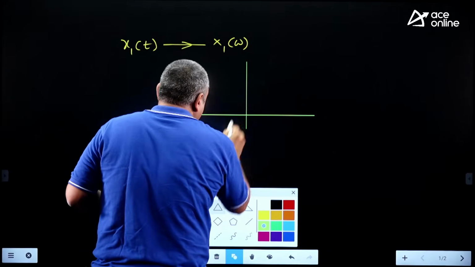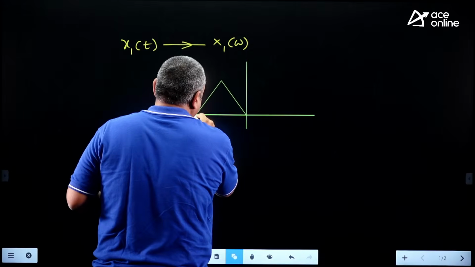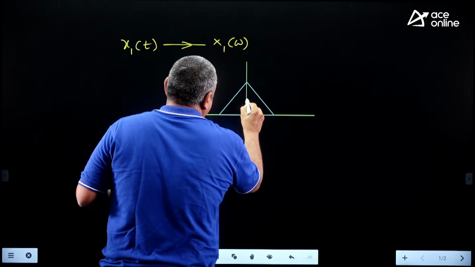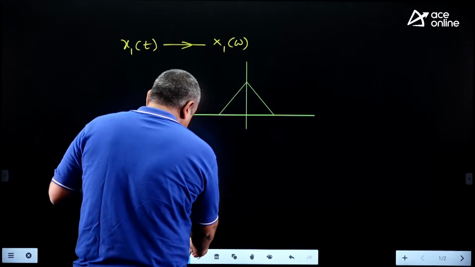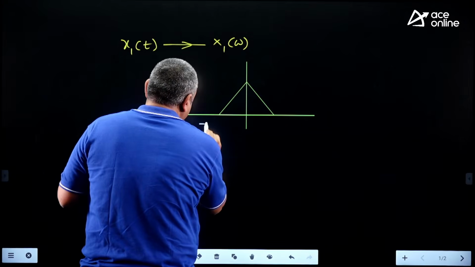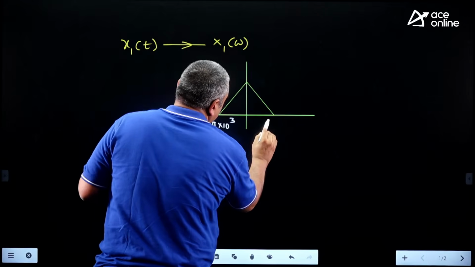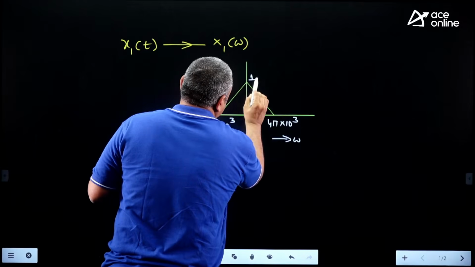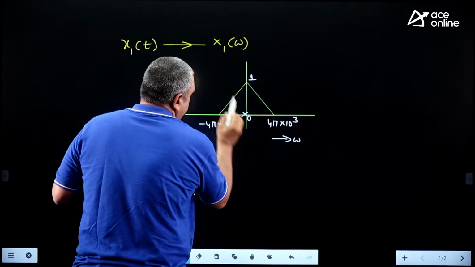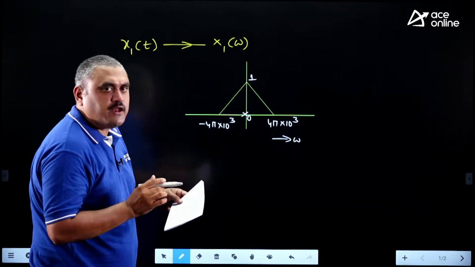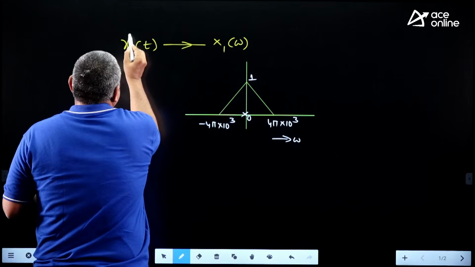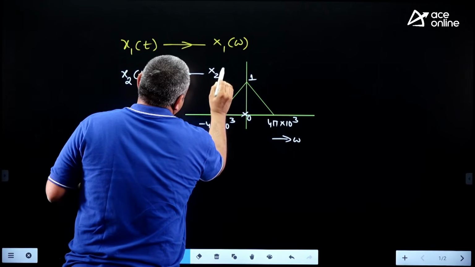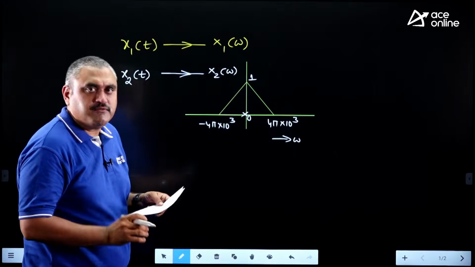So basically you can assume its spectrum taking this form. Because it's a baseband or a band limited signal, I am assuming it in this particular triangular format. So minus 4 pi into 10 cube to 4 pi into 10 cube. Now x-axis is omega. He did not say anything about peak amplitude, so you can assume it as 1. So this is your center point 0. x1 of t and x2 of t both are band limited to 4 pi into 10 cube radians per second. So both the signals have the same spectrum. Whether it is the first one or the second one, both are band limited to this particular frequency.